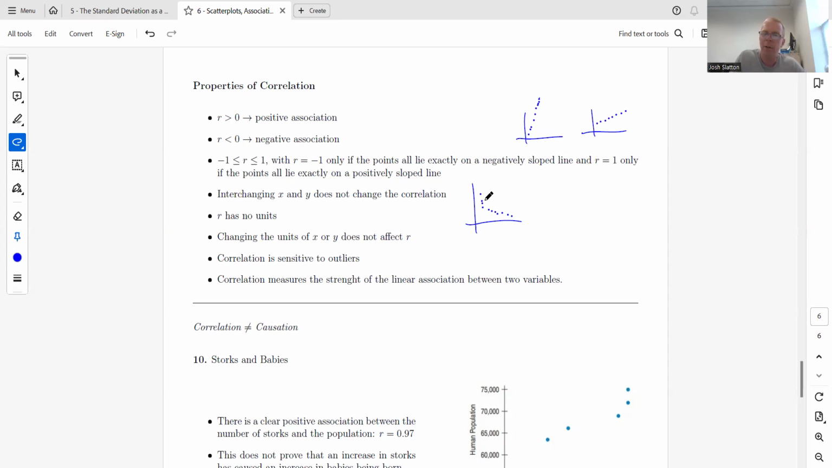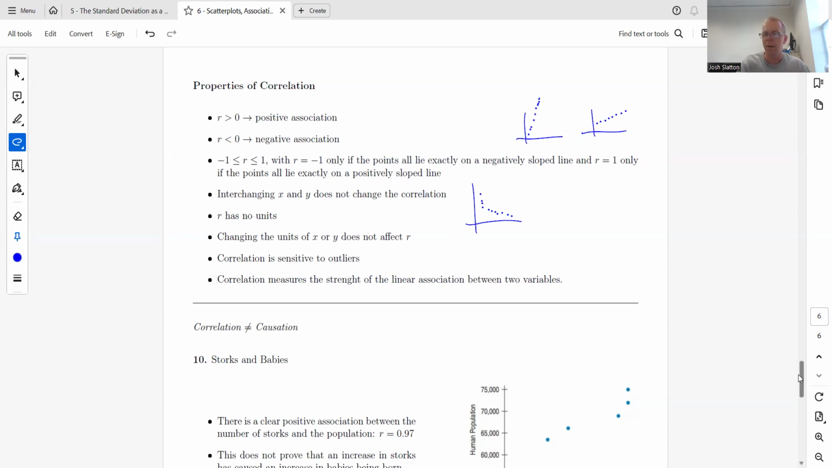And since R has no units, changing the units of X or Y does not affect R. There's really no way to affect R other than adding more data. If you add more data, then R would be affected a little bit or a lot, depending on the data. But if all you're doing is shifting the data, scaling the data, like we talked about in the last chapter, that's not going to change R. Correlation is sensitive to outliers, and then correlation measures the strength of the linear association.